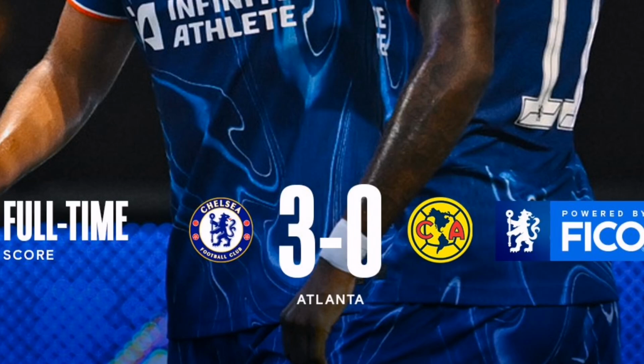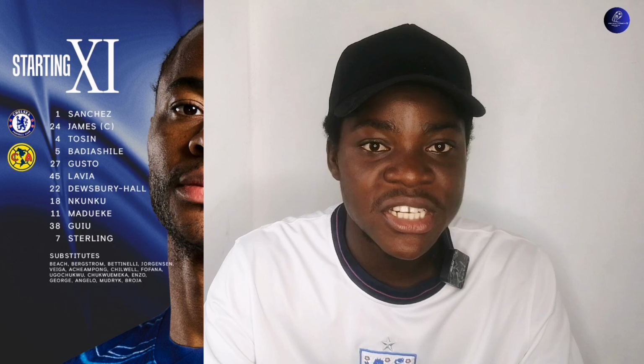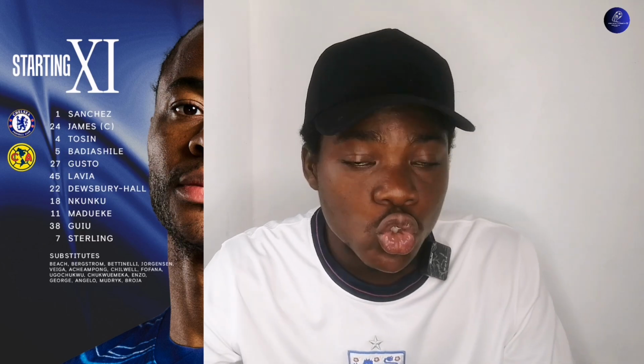Quickly, we are starting with the Chelsea game because I'm a Chelsea fan. I watched this game from minute 1 to minute 94. Chelsea started with Sanchez in goal, Reece James as the right back, Tosin Adarabioyo and Benoit Badiashile as the center pair, and Gusto as the left back.